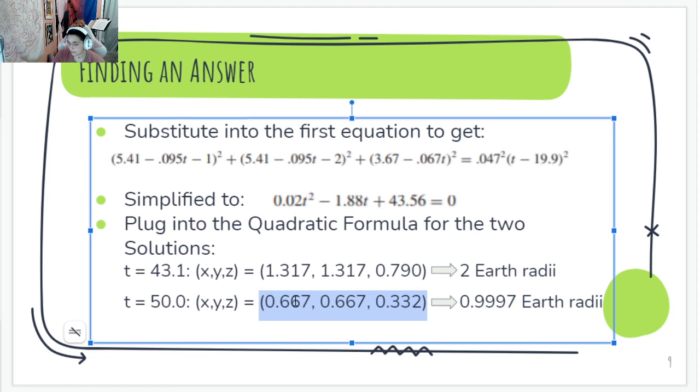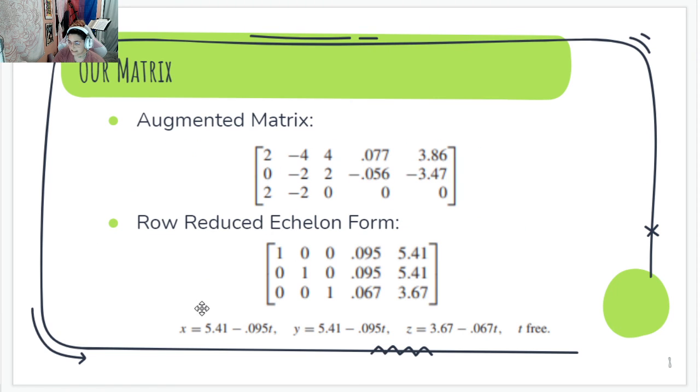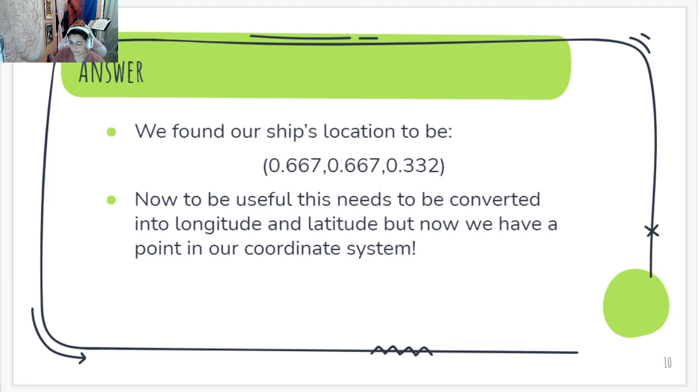So we were able to solve this using augmented matrices and putting it into row reduced echelon form, which you can easily do with Octave on the computer and just program that in for you. So we found our ship's location, and this would probably be more useful in real life if it were in longitude and latitude, but that is a whole other problem for a different day.